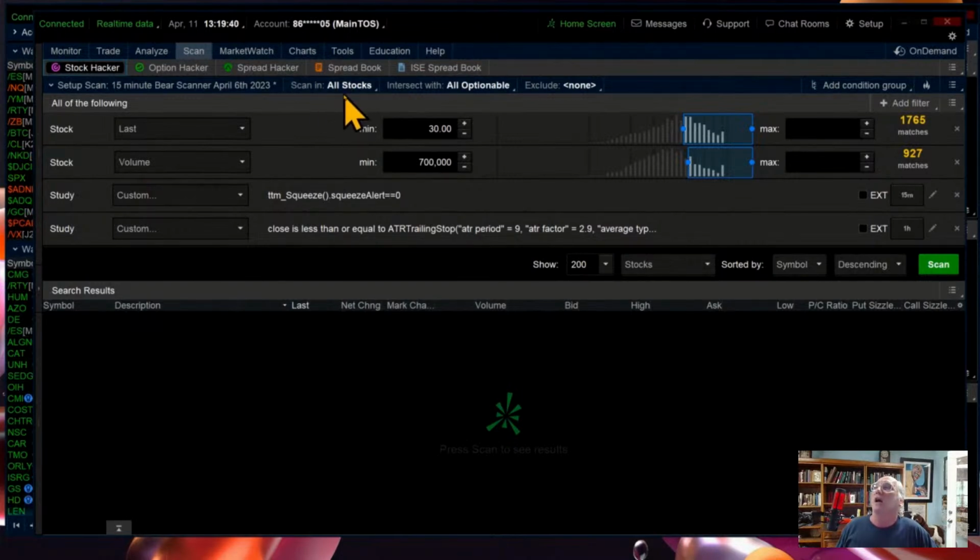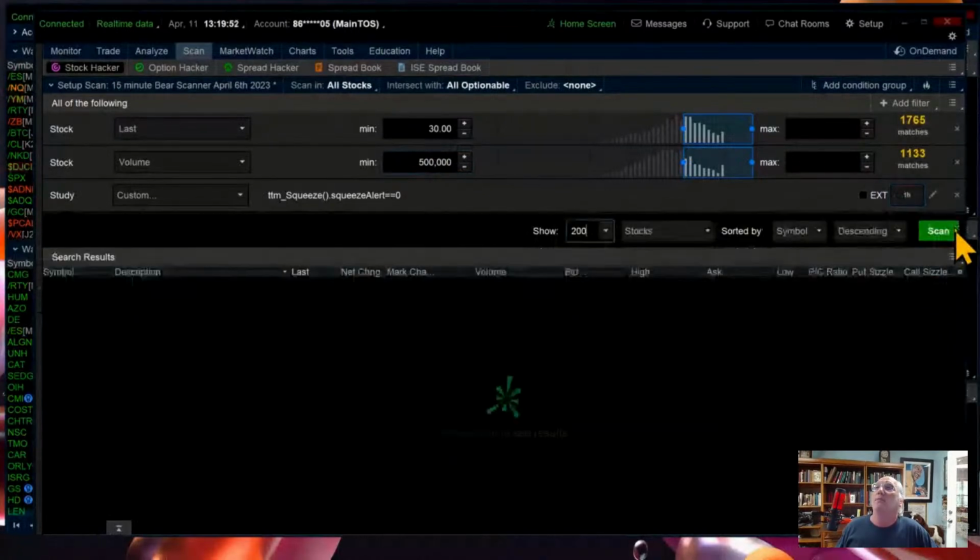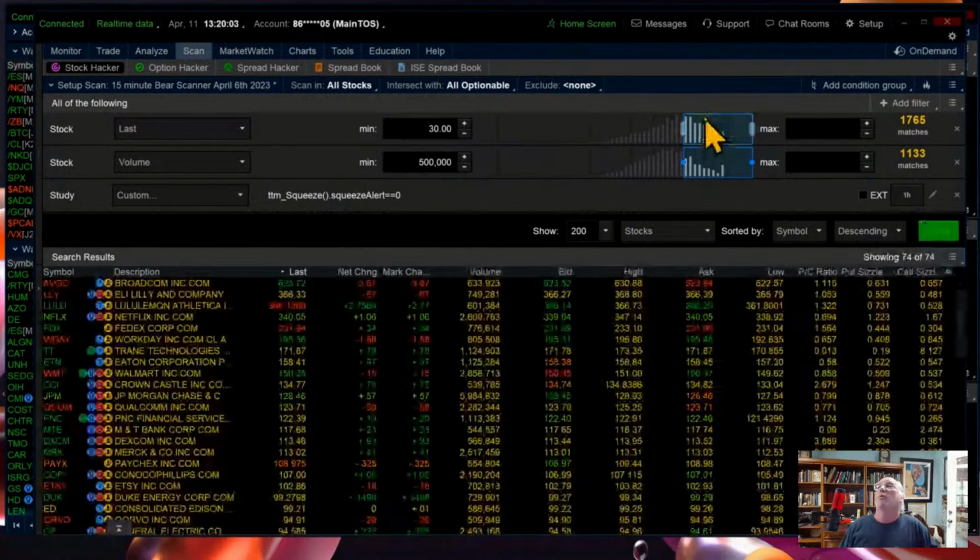So I took all stocks, 500,000 volume. All of these things are personal preference. I did a squeeze on an hourly chart, and that's all I'm doing. Just as simplistic as I can. Stocks over 30, at least 500,000 volume, and a squeeze on an hourly. And then I scan 74 stocks. That's not that bad. Guess what number one is?